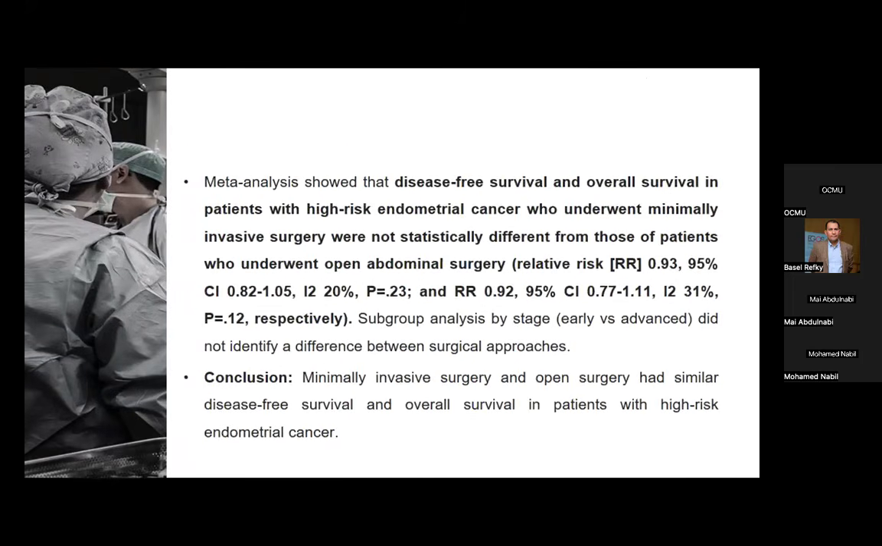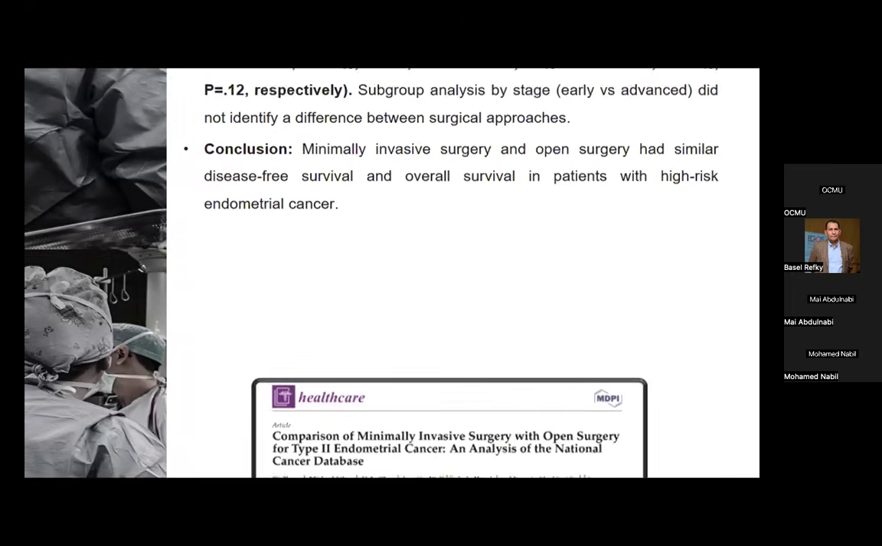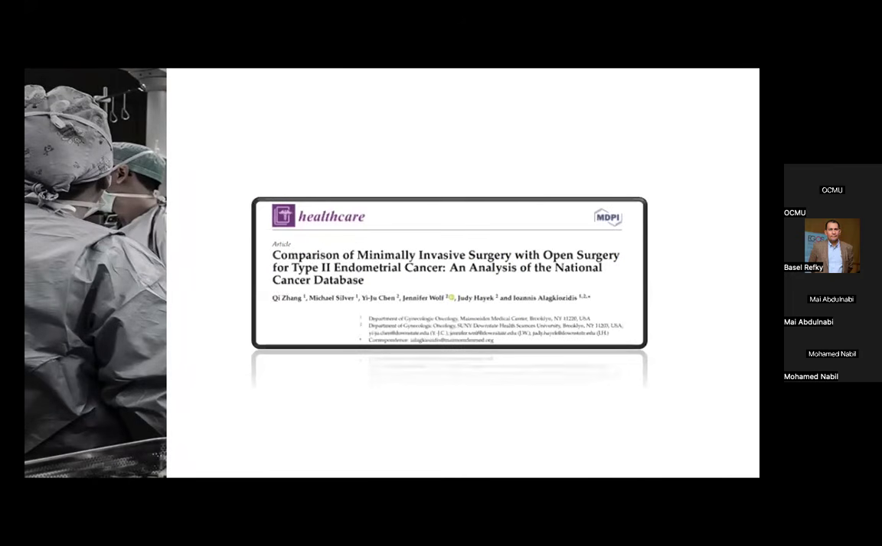The meta-analysis found that disease-free survival and overall survival in patients with high-risk endometrial cancer who underwent minimally invasive surgery were not statistically different from those of patients who underwent open abdominal surgery. Subgroup analysis by stage didn't identify a difference between the surgical approaches. Minimally invasive surgery and open surgery had a similar disease-free and overall survival in patients with the high-risk group also, high-risk endometrial cancer.